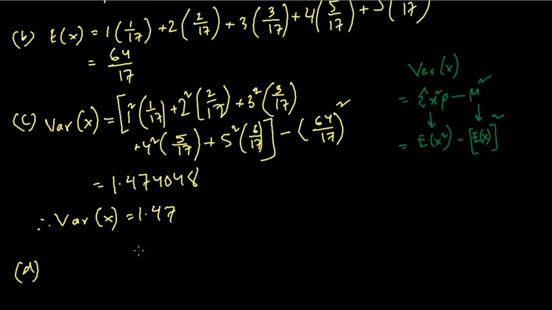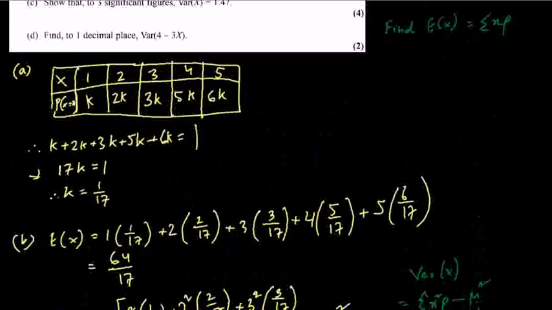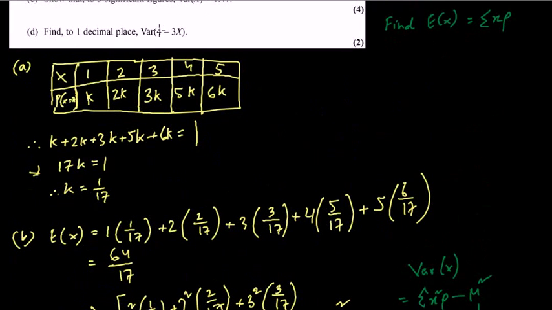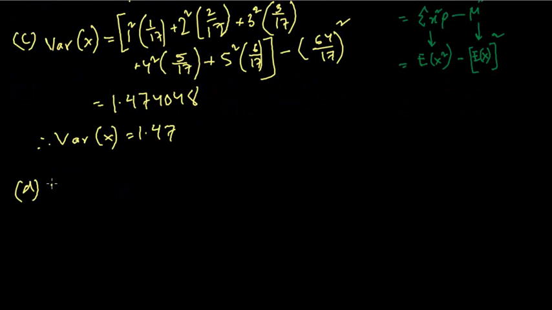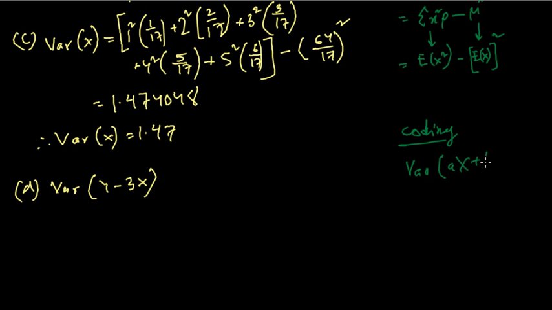Question number D. In this question they're asking us about coding. So variance of 4 minus thrice x. That's what we have to do. Now first of all, the coding formula for variance is that if it is variance of ax plus b, in coding it is the coefficient of the random variable, a, so a squared into the variance. That's it, that's the coding, and the plus b just disappears.